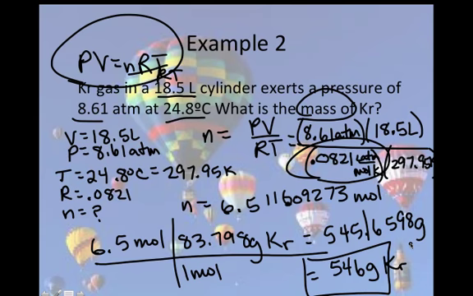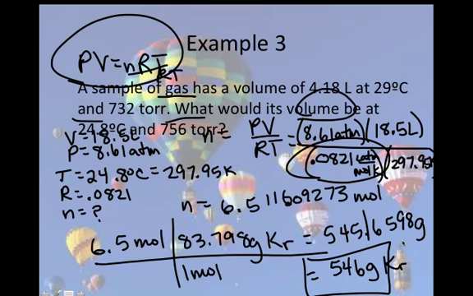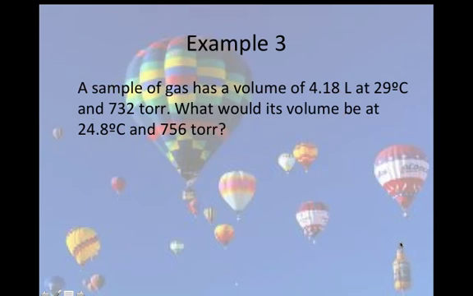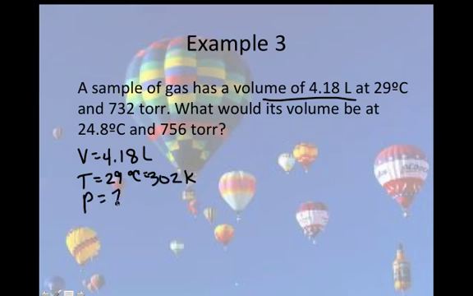So that's how we could get to the mass, even though mass is not in PV=nRT. We just use the moles and then go from moles to grams. You guys can do this. Let's look at another example. There's more. Okay, a sample of gas has a volume. Here's important stuff. Volume of 4.18 liters at a temperature of 29 degrees Celsius. So let's change that right away to kelvins. Okay, and then the pressure is in torr, so let's change torrs to atmospheres.